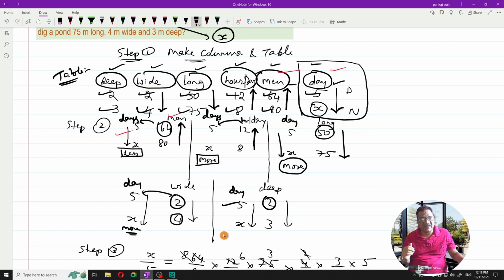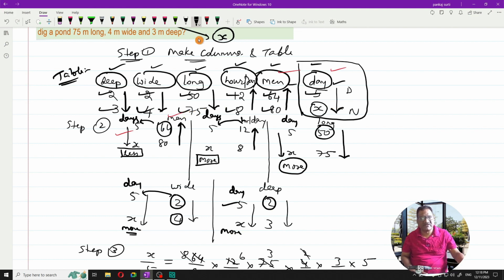So days required will be more. So here the answer will be more. So the arrow mark will be going from 2 to 3, from less to more. All your arrow marks are ready. Once these arrow marks are ready, the last step will be just to write the equation.